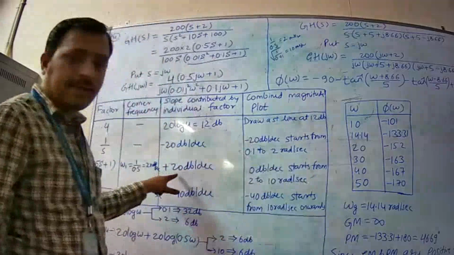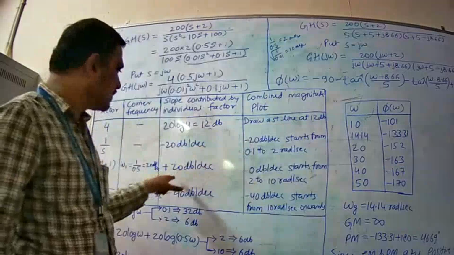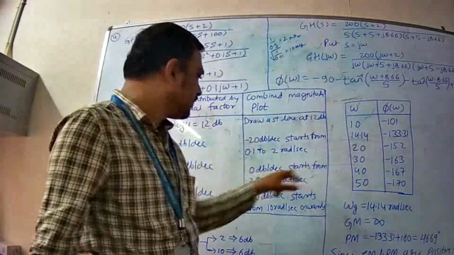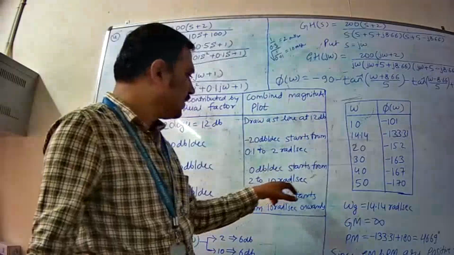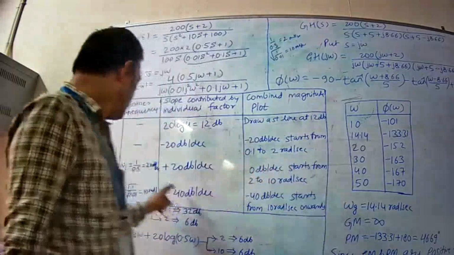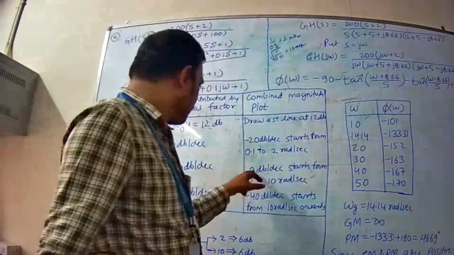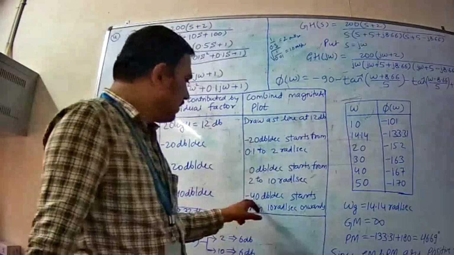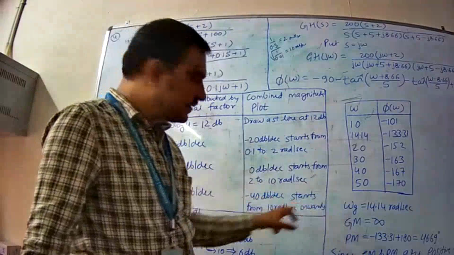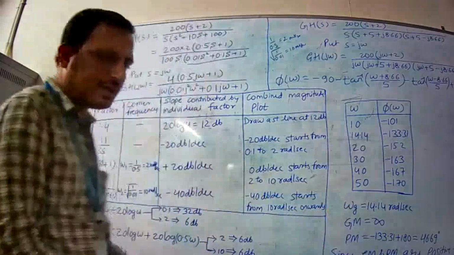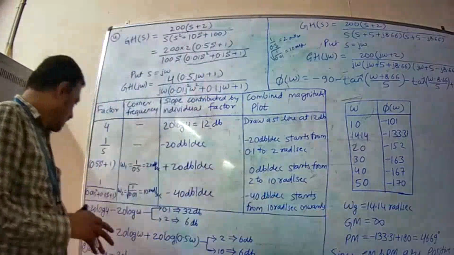For this minus 20 we have to add this plus 20. Minus 20 plus 20 is 0, hence I will write here 0 dB per decade, starting from 2 radian per second to 10 radian per second. Next, the last one: for this 0 we have to add minus 40, so minus 40 dB per decade starts from 10 radian per second onwards. This is regarding the tabular column.